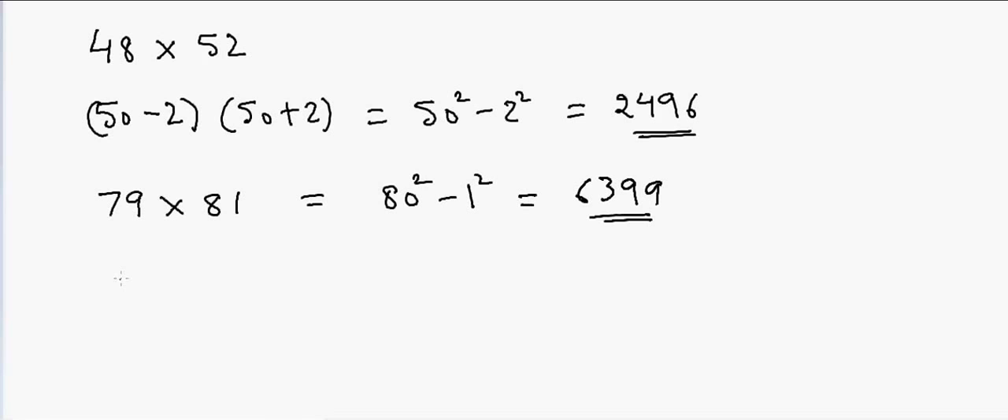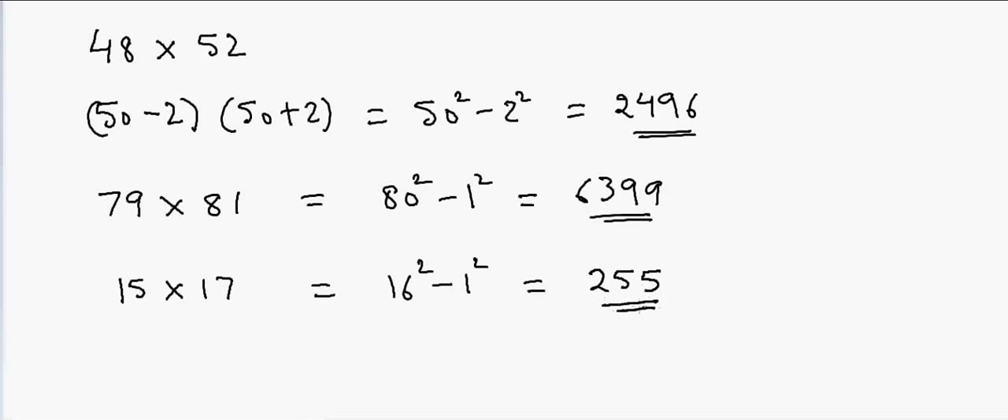Suppose we have to do another, like 15 into 17. In that case it will be equal to 16 square minus 1 square, that's equal to 255. Another example is 95 into 105. Here it will be equal to 100 square minus 5 square, so that gives me 9975.